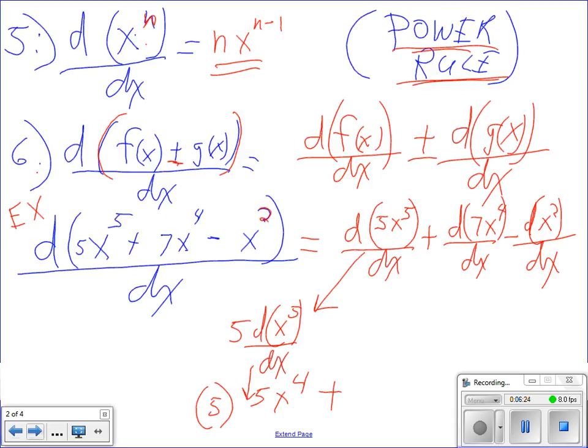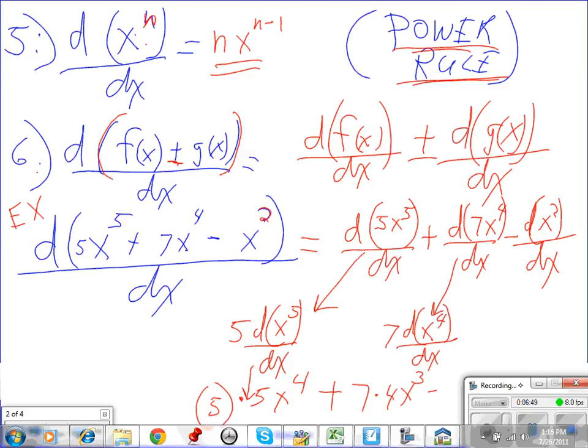Plus, well, what about this one? Okay, I won't skip a step. That's going to be 7 times, I have to power down x to the 4th. Well, what's that going to be? This is a multiplier here, right? Multiplier 7 times 4 times x cubed.